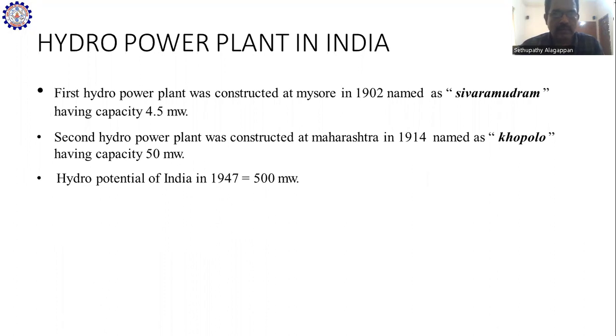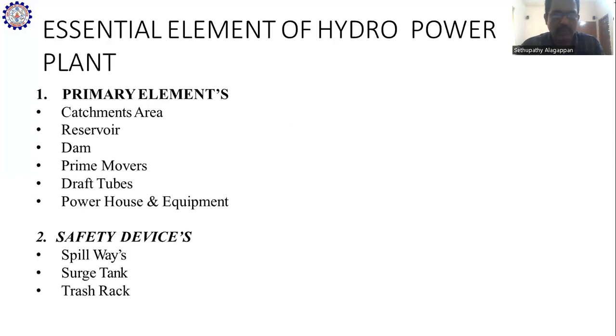In India, the first hydropower plant was constructed at Mysore in 1902, named Sivasamudram, having a capacity of 4.5 megawatts. The second hydropower plant was constructed in Maharashtra in 1914, named Khopoli, having a capacity of 50 megawatts. Hydropower potential of India: in 1947, around 500 megawatts were produced in hydropower.